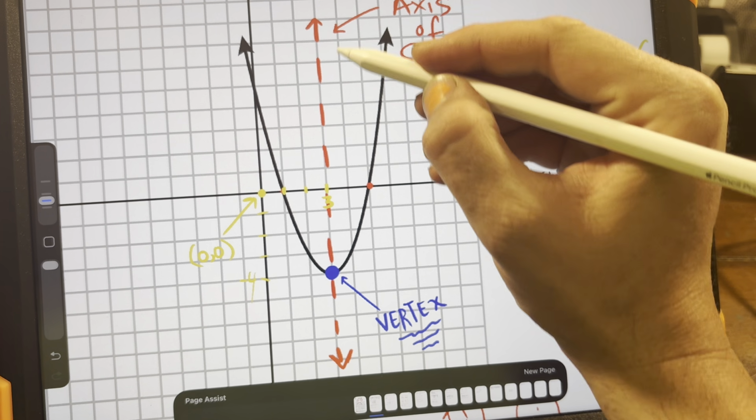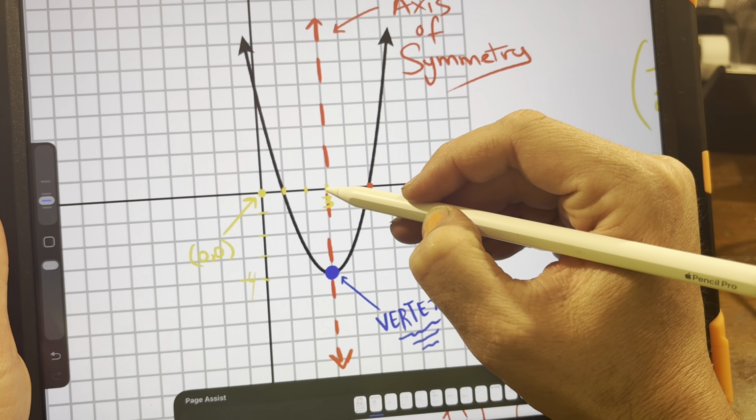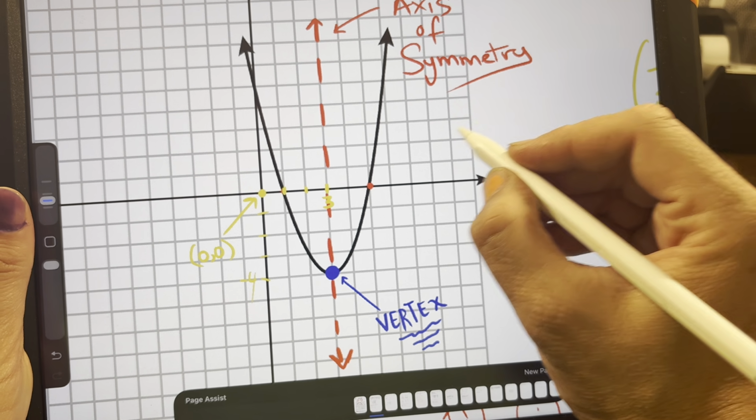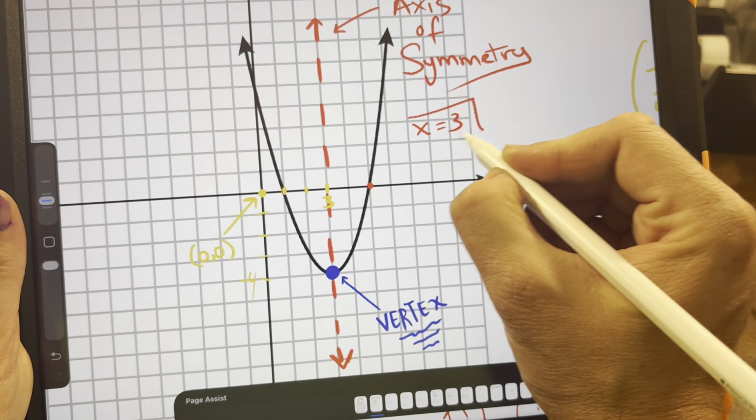Well, if you see this red line, it crosses through this point that we wrote, 3. What is that? Is that 3 on the y or 3 on the x? It's 3 on the x. So this line is called x equals 3. If you're still not sure why, I totally get it. It breaks my brain too.